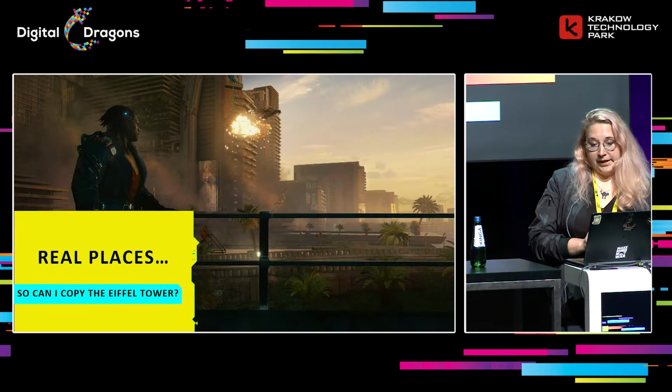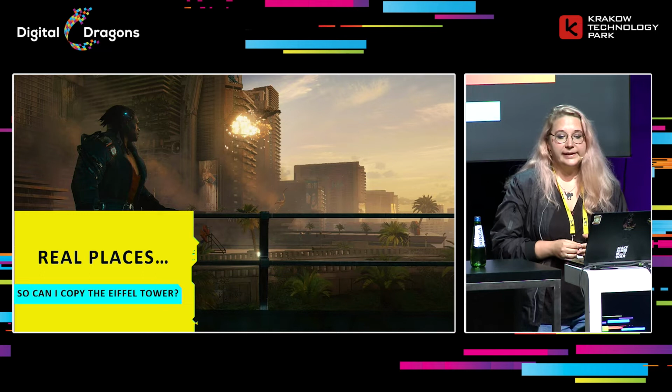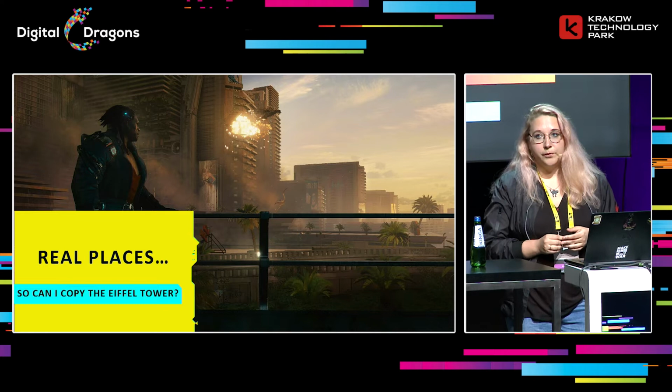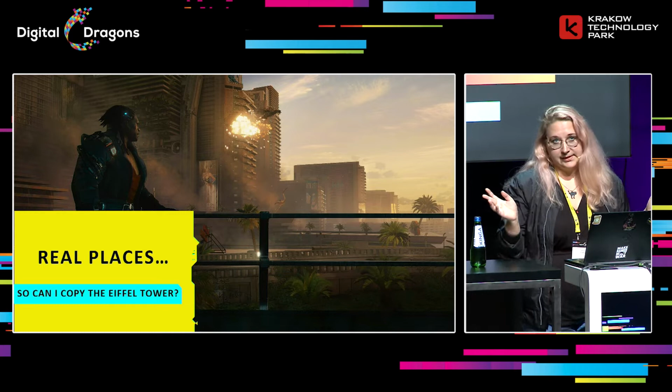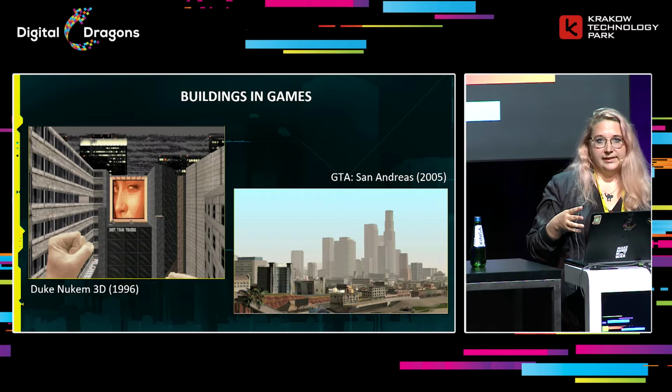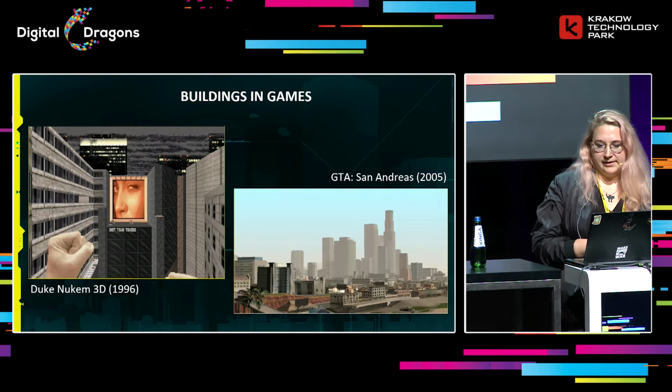Okay, so now that you got acquainted with a bit of theory, let's get back to creating reality in our game. And I guess it makes most sense to start with creating scenery, that is, buildings and places. So obviously, recreating real-life cities and real-life buildings is nothing new. Here you can see some examples.